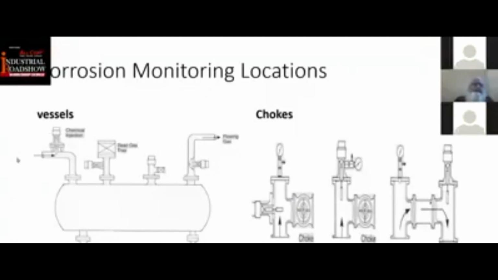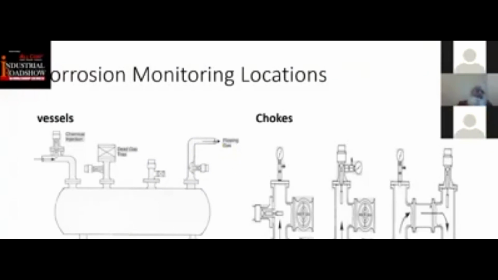Corrosion monitoring locations for the vessels are given here. On the inlet pipe, you can install the chemical injection point. Then you can have the corrosion monitoring in the dead legs. Then you can have corrosion monitoring on the escape from the vessels. Then you can also have the corrosion monitoring device right in the gas exit or gas outlet.